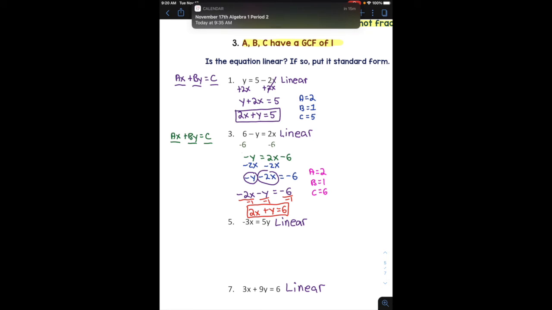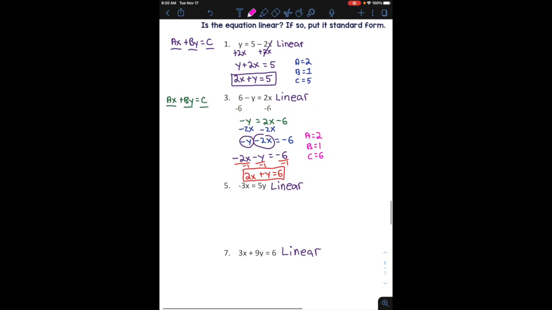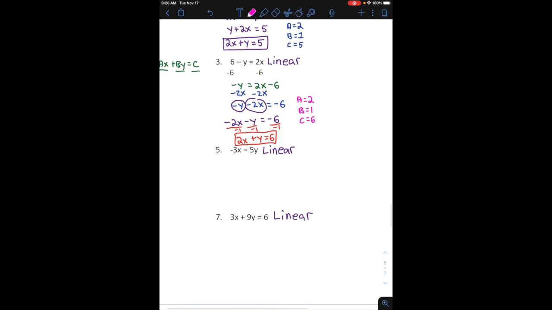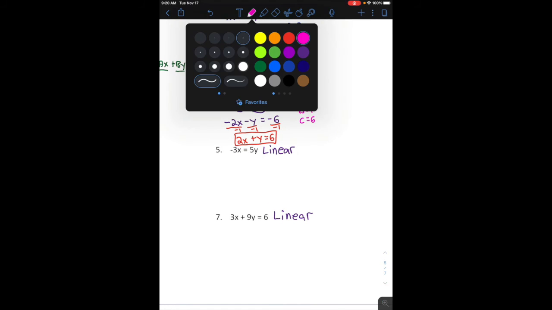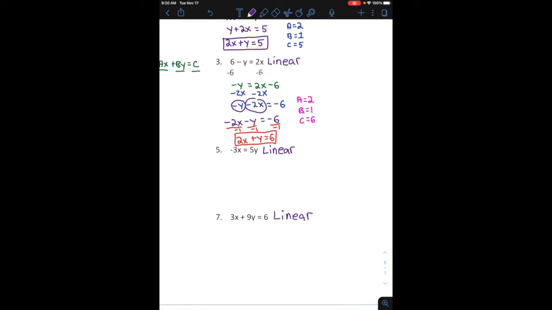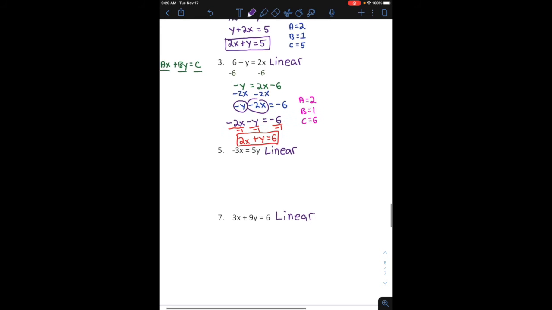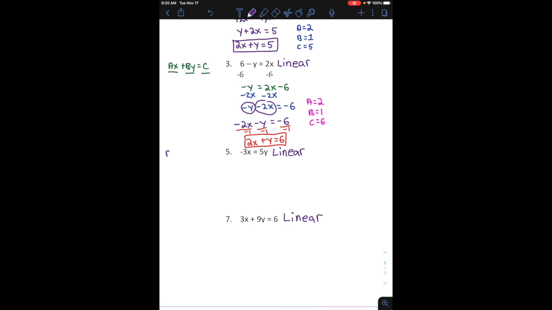Let's go ahead and check out number 5. Number 5 is a linear equation. It doesn't have any exponents, multiplication of variables, division of variables, or any other operations other than add, subtract, multiply, and divide. Therefore, I could put it in what's called standard form, ax plus by equals c.